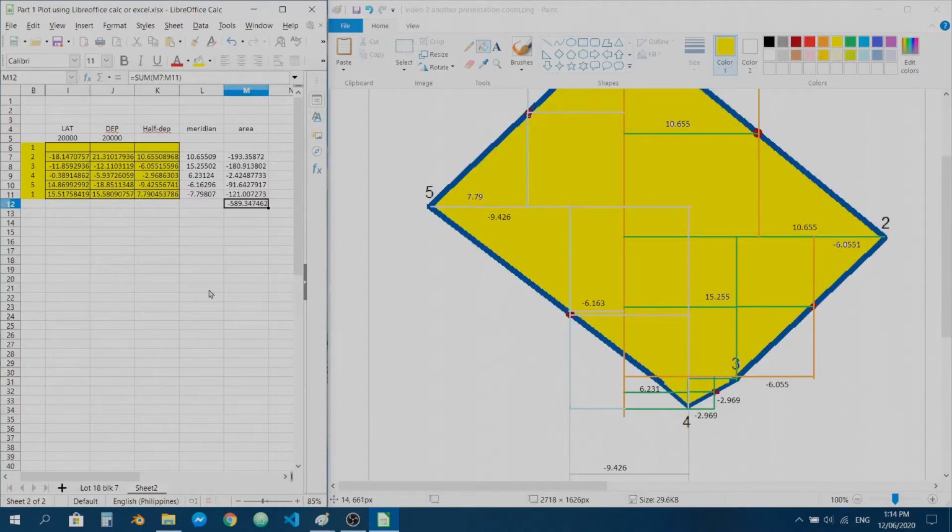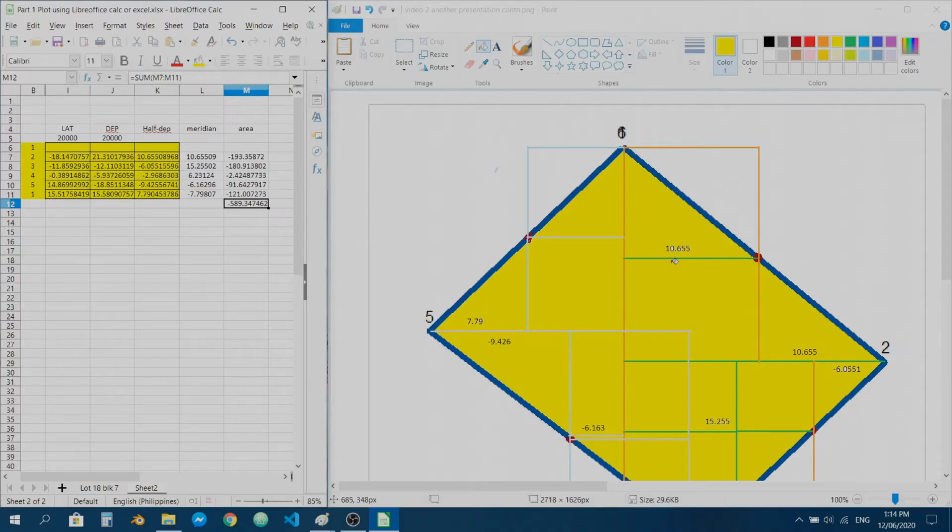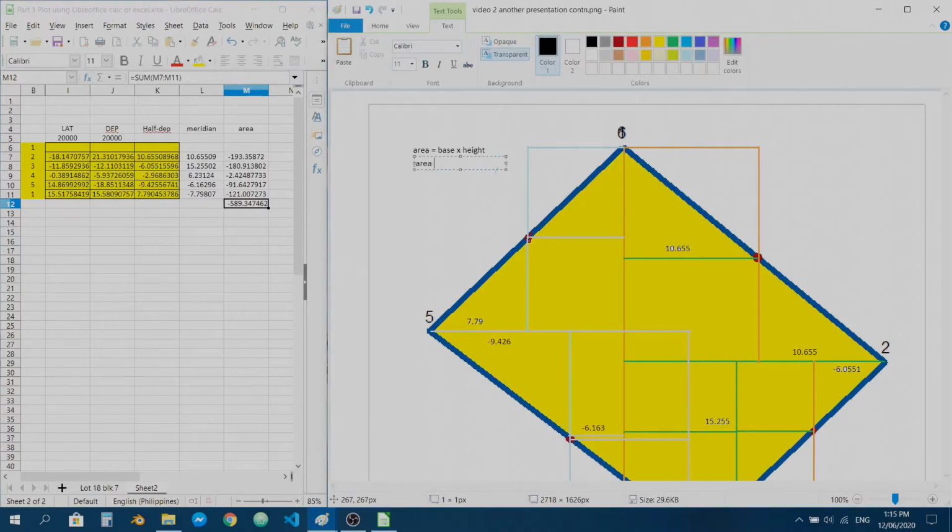Okay, now by doing this, we are able to see that it is just the understanding of the concept of meridian, and area is equivalent to what? The meridian multiplied by the latitude.